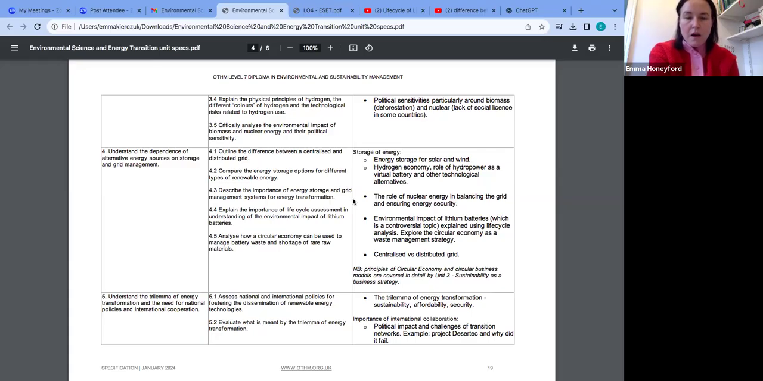4.5, so students will know how to analyse how circular economy can be used to manage battery waste and shortage of rare raw materials. And then we've got to the other side.